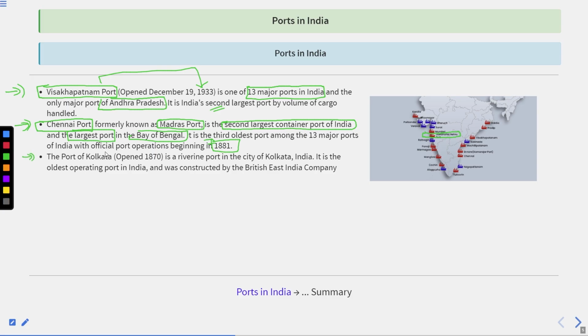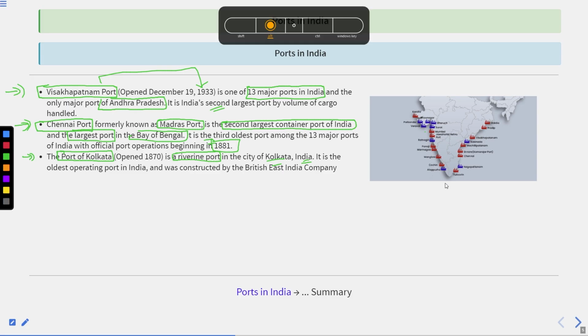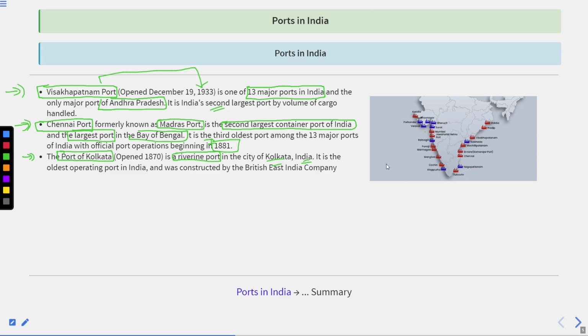Okay. Then we have the port of Kolkata. The port of Kolkata opened in 1870. It is actually a riverine port in the city of Kolkata, India. Now, what do you understand by the riverine port? What do you get from it? So basically, majority of the ports, as you can see here, are connected to the oceans, right? Directly, they have a link to the oceans.